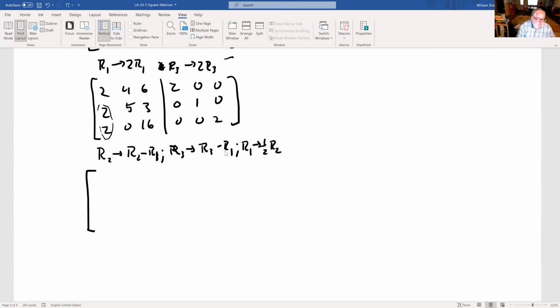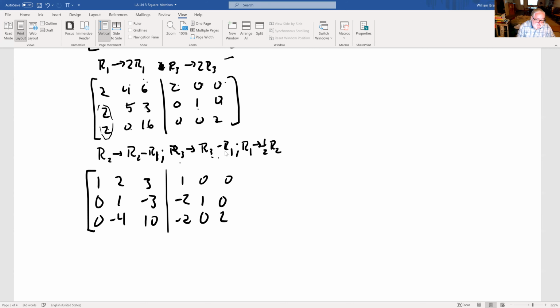So row 2, take row 2, subtract row 1. 2 minus 2 is 0. 5 minus 4 is 1. 3 minus 6 is minus 3. 0 minus 2 is minus 2. There's my vertical bar. 1 minus 0 is 1. 0 minus 0 is 0. Row 3 is row 3 minus row 1. 2 minus 2 is 0. 0 minus 4 is minus 4, 16 minus 6 is 10, 0 minus 2 is minus 2, 0 minus 0, and 2 minus 0. And then I'm going to divide the top row by 2: 1, 2, 3, 1, 0, 0. And so now I have 1, 0, 0 in the first column.